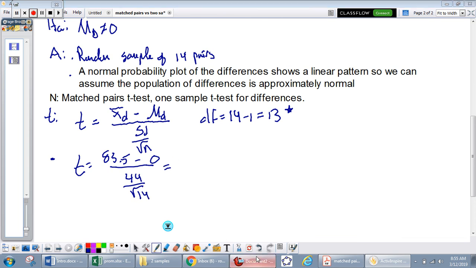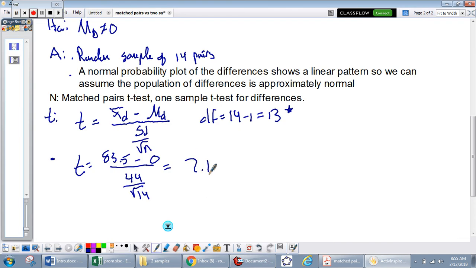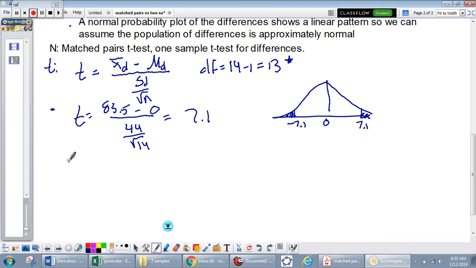Test statistic was 7.1. So that's pretty far away, right? And so remember, what that means is if this is 0, here's 7.1, we find above, and then we also find below negative 7.1 because it was a two-tailed, two-sided test. So my p-value is 0.000000008. I don't know if that's right, close enough.